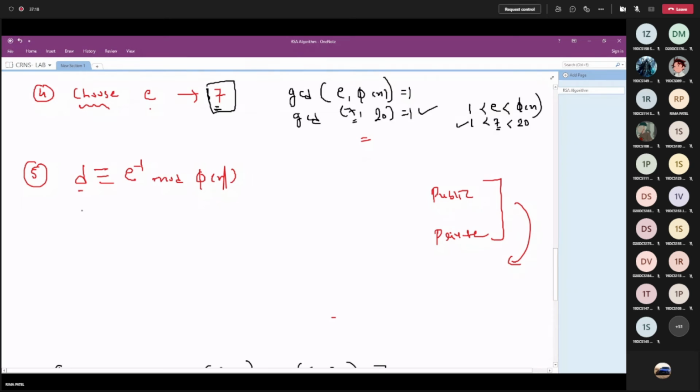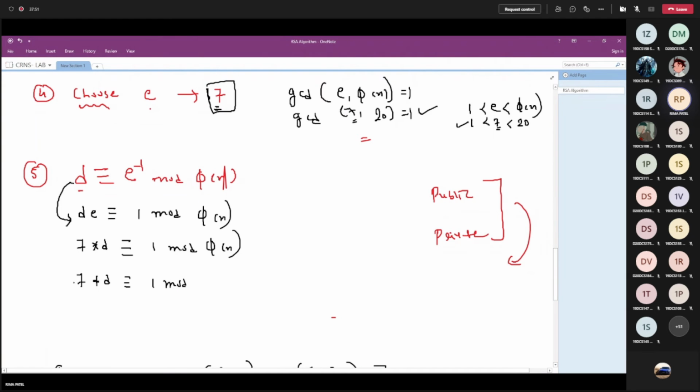So D into E congruent to 1 mod phi of N. Can I write it like this? This is very simple. Yes, ma'am. What is the value of E over here? 7. So 7 into D congruent to 1 mod phi of N. I know the value of phi of N, so 7 into D congruent to 1 mod, what is phi of N?